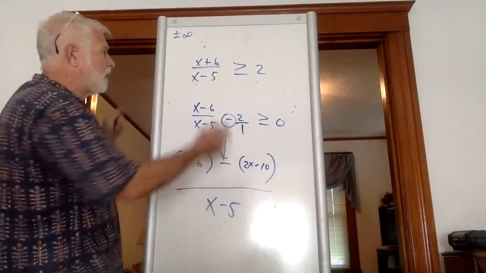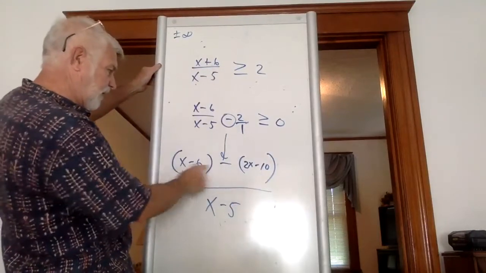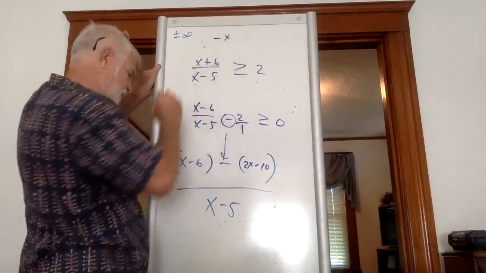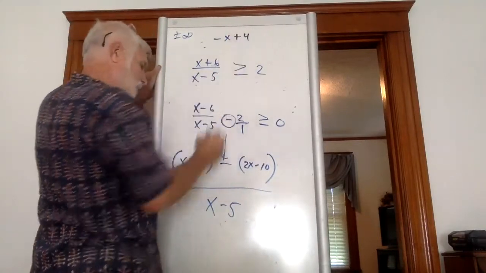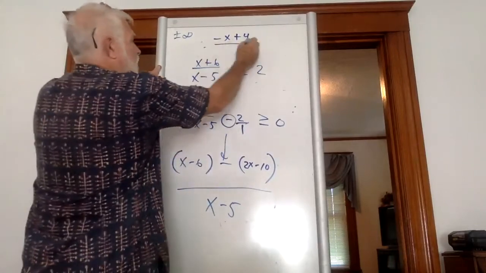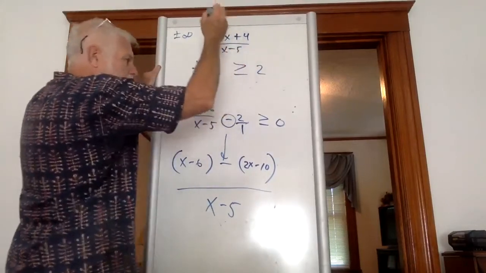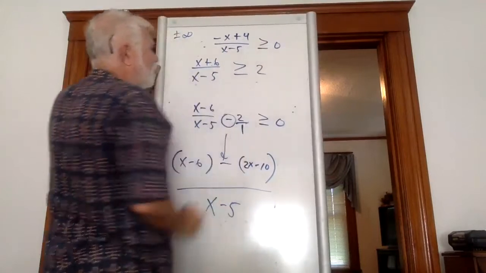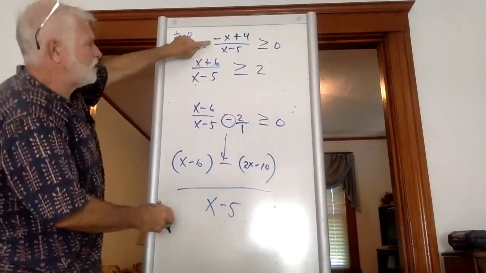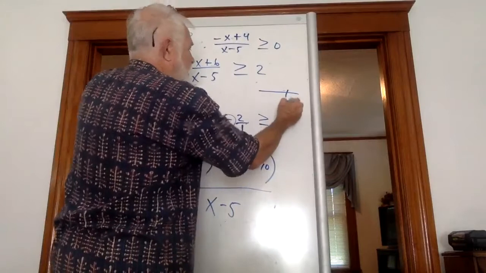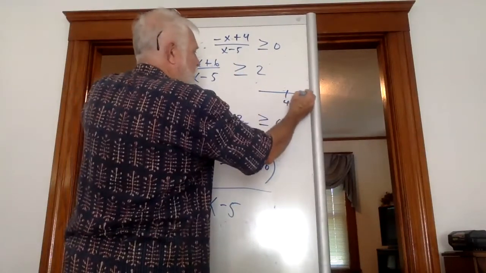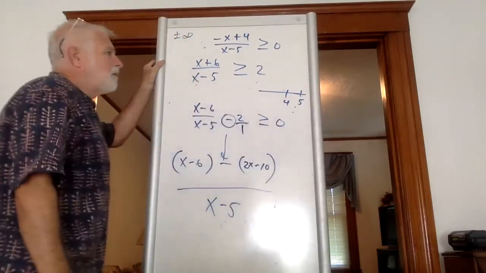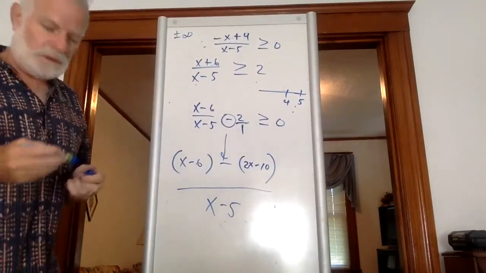You got a new problem. This is the same thing as x minus 2x minus x. Minus 6 minus a minus 10 is plus 4. And you're over x minus 5. And now you're looking at greater than or equal to 0. Well, there's only 2 critical numbers here, right? Positive 4 with a sign change. Positive 5 with a sign change. And then you plug your numbers in, find out if things work or not.